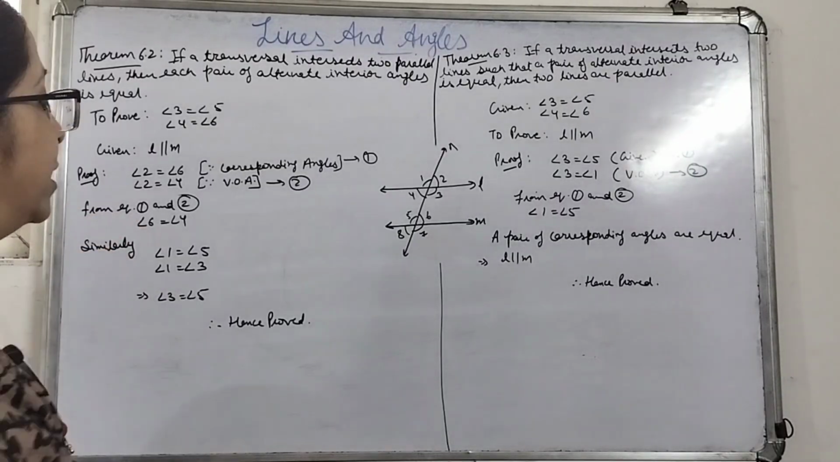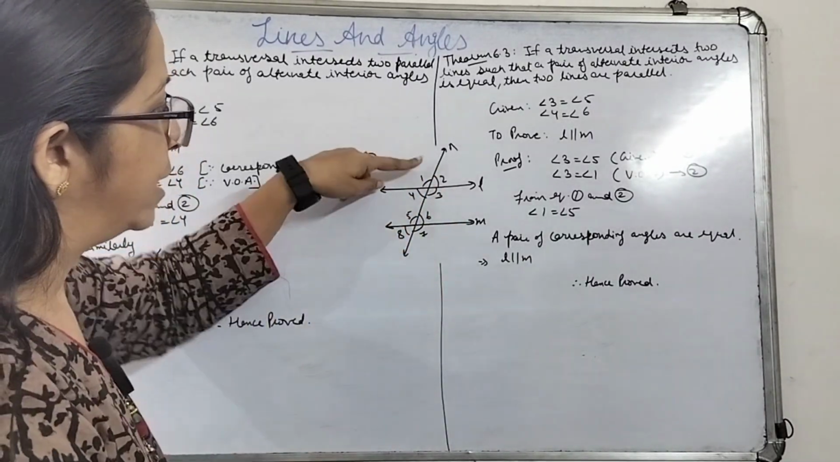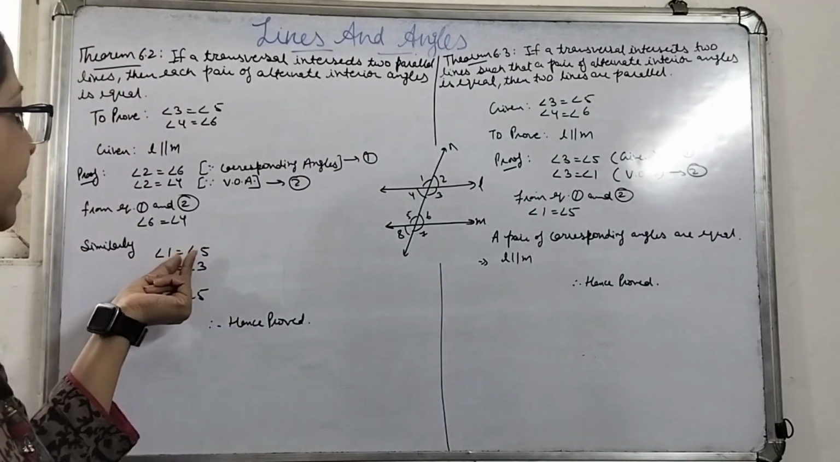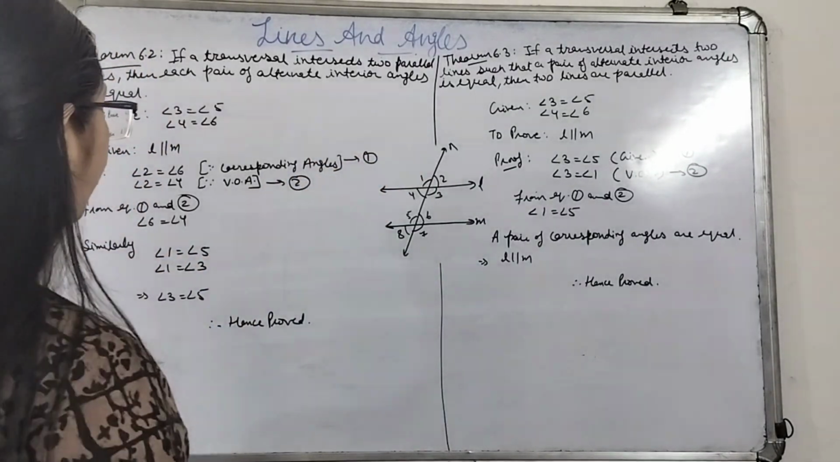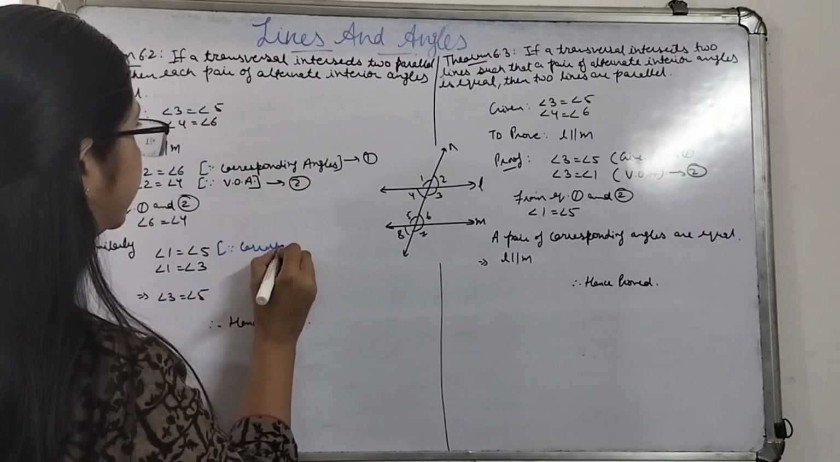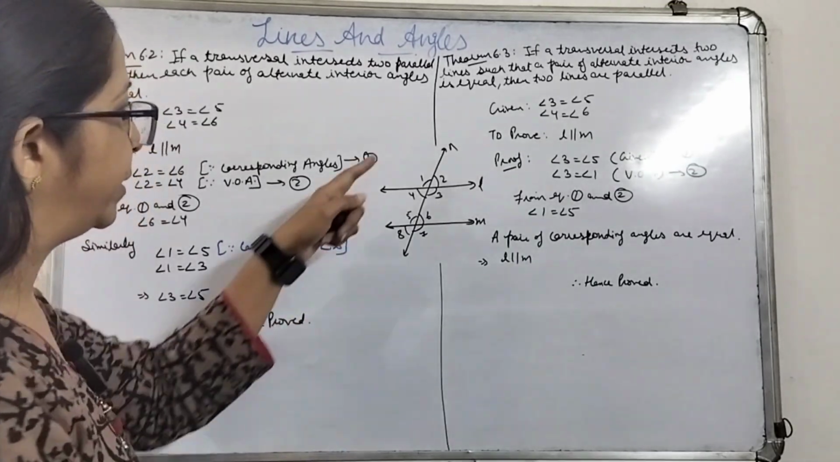Similarly, we can say that angle 1 and angle 5 are again corresponding angles. Angle 1 and angle 5 are corresponding angles, so they will be equal. So we will be taking that angle 1 is equivalent to angle 5, the reason being they are corresponding angles.